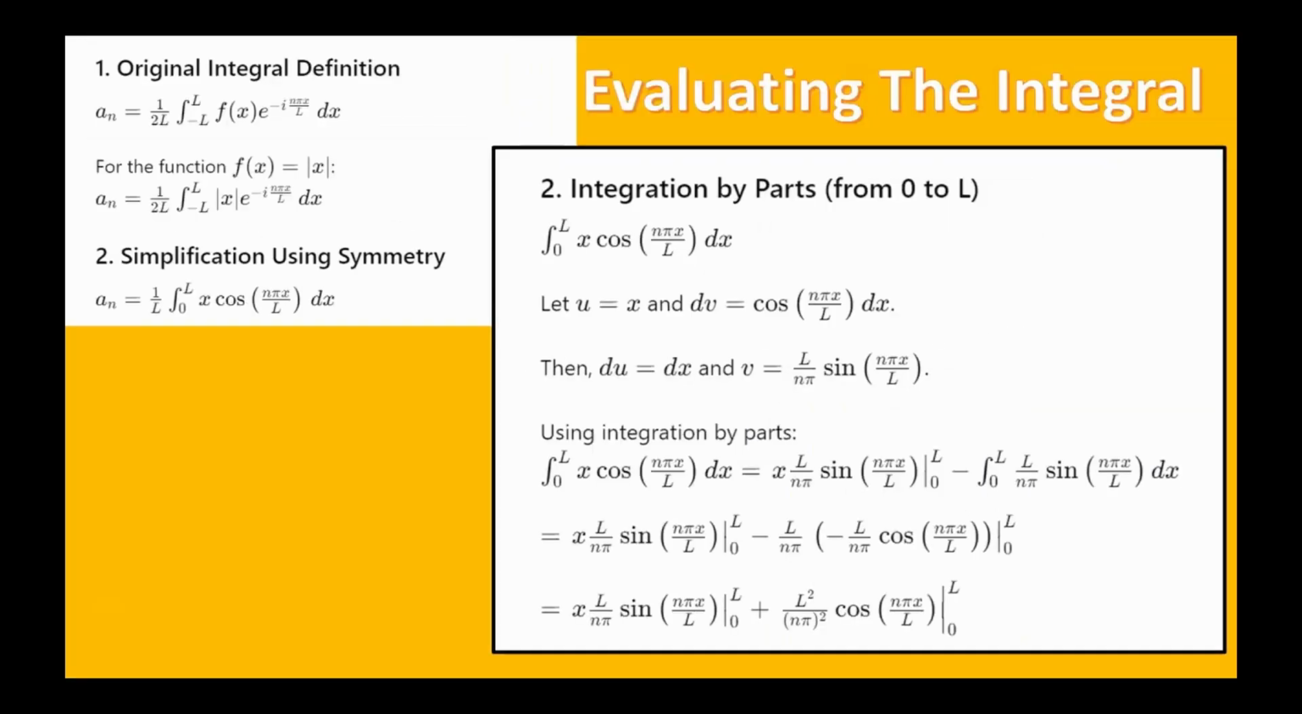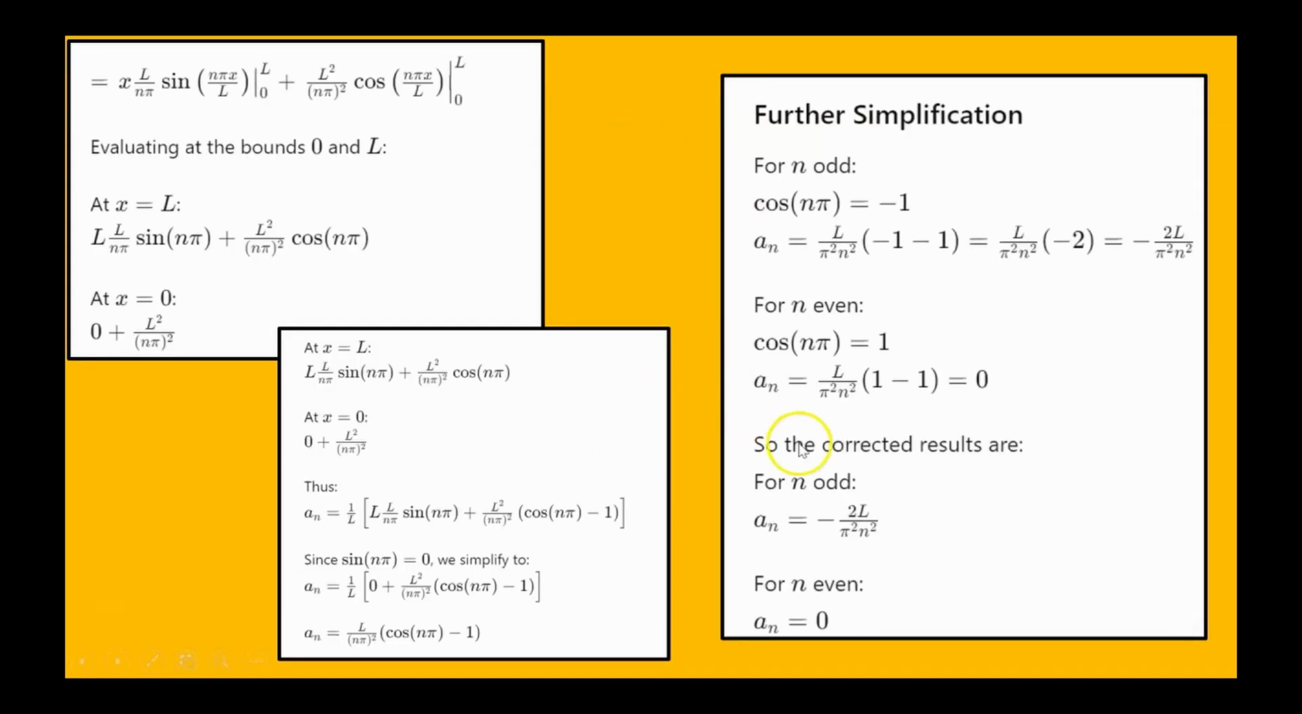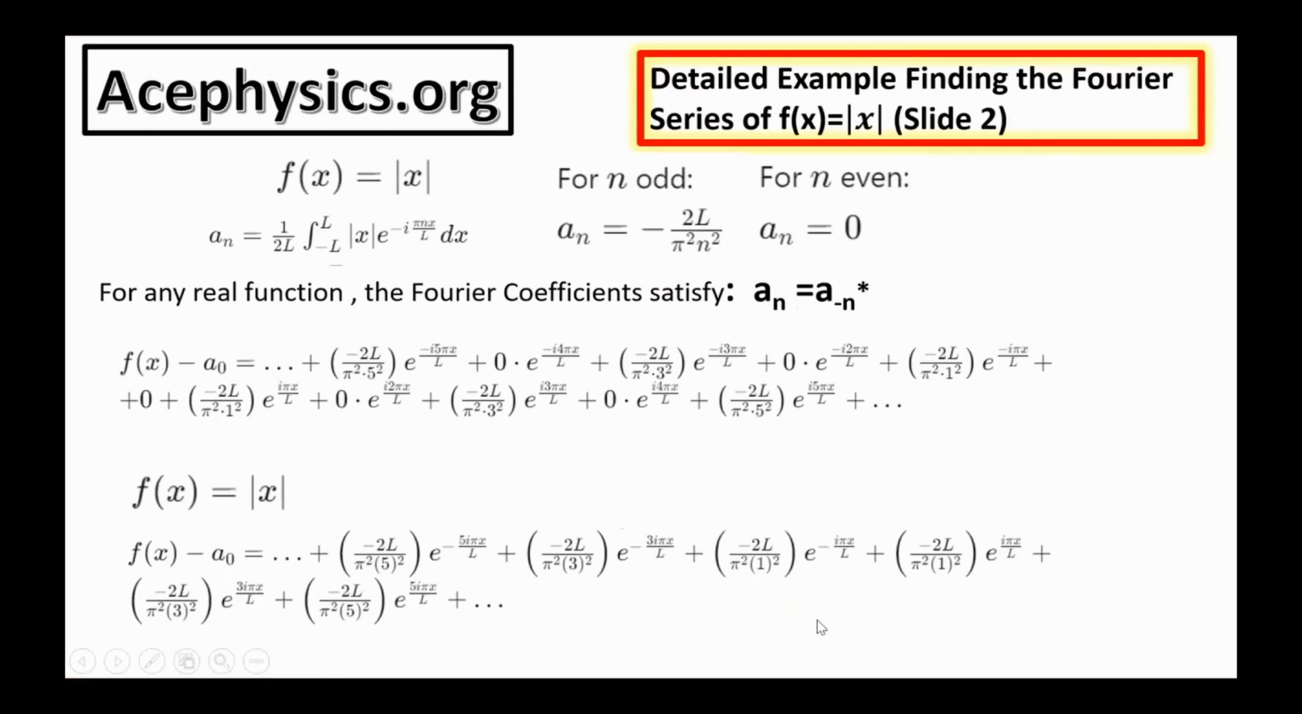These two slides show how I evaluate the integral using integration by parts, and the end result is right here, where a sub n is negative 2L over pi squared n squared for odd n, and a sub n is equal to 0 for even n. On this slide is the Fourier series for the function f of x equals the absolute value of x. This is how you get a sub n. I know that a sub n is equal to this, so a sub n is done.